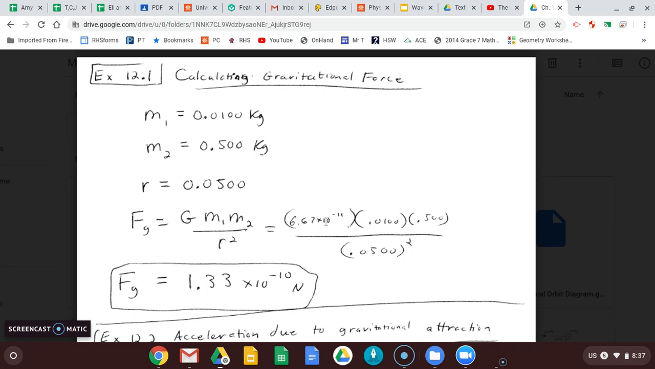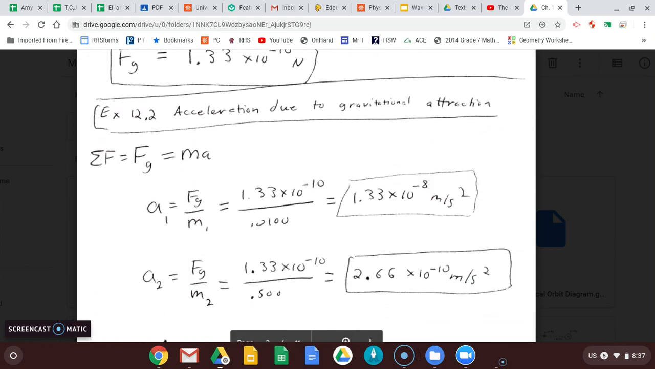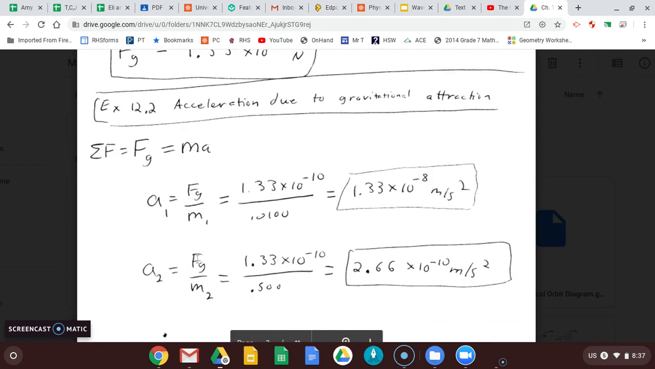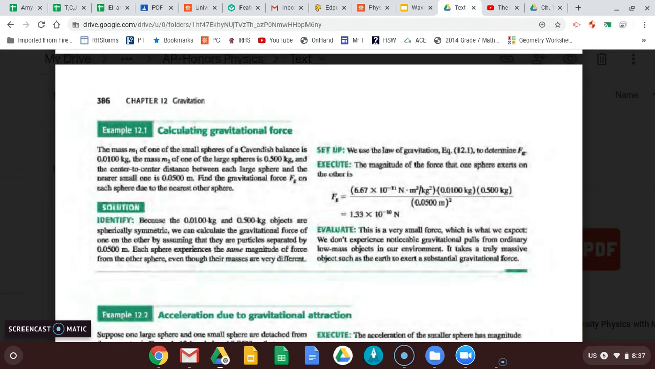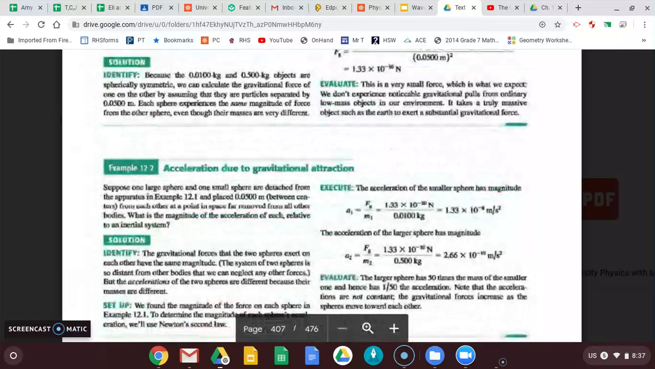That just plugs into the formula. So anyways, the final answer is 1.33 times 10 to the negative 10th newtons. Doesn't really get any easier than that. It's just all plug and chug on that problem. Let's now look at using this formula with other older ideas. So let's go into example 12.2.